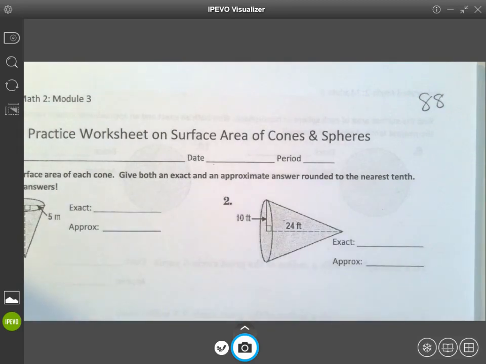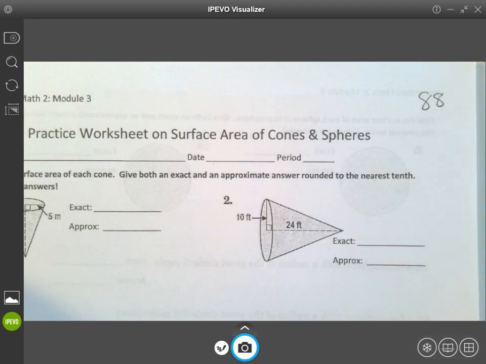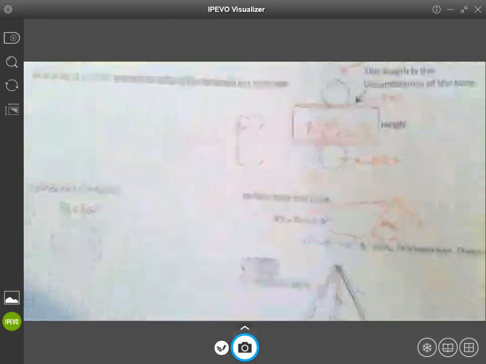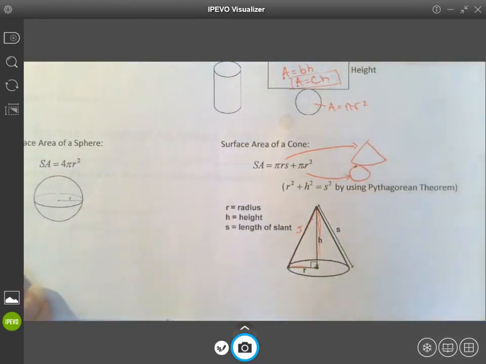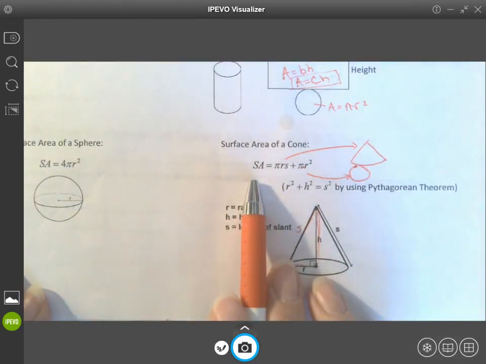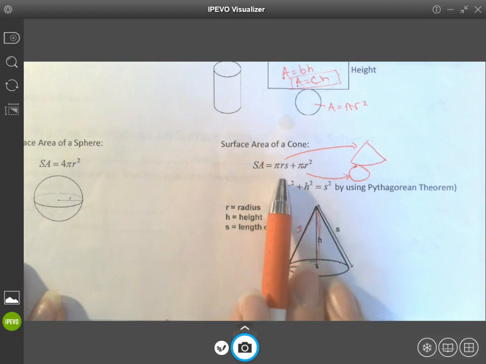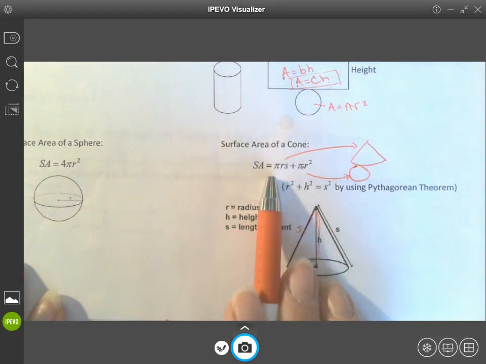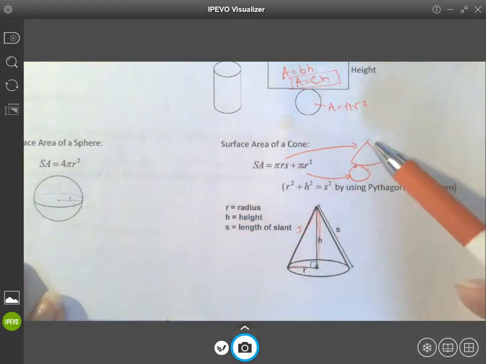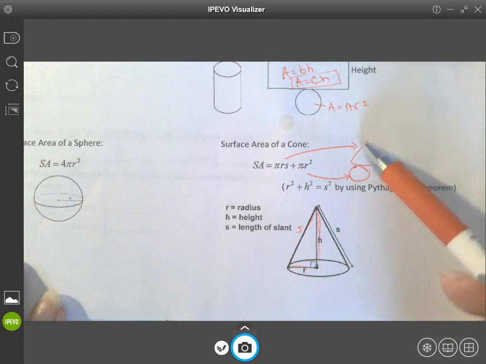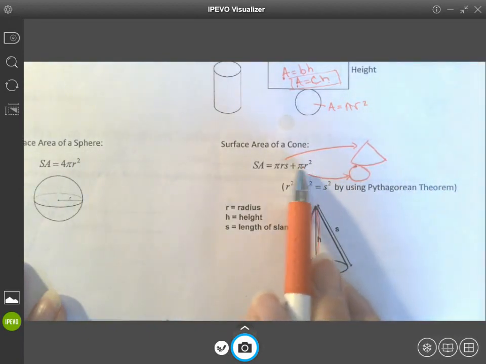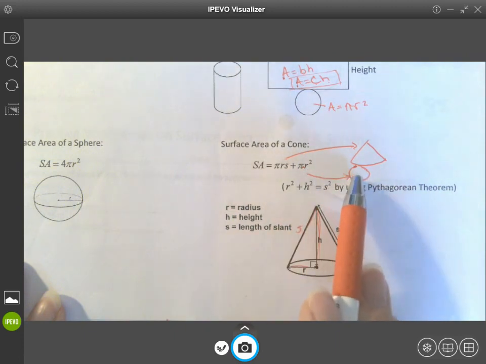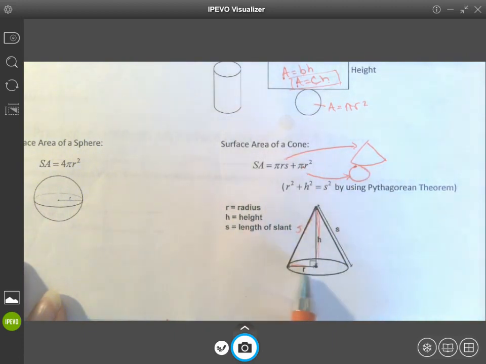All right, we're looking at worksheet 88, and we're doing surface area of cones and spheres. On the bottom of your formula sheet are your two formulas. Now, in this first formula for the surface area of a cone, that's what we're focusing on. You have pi rs. The pi rs is really the area of this, I don't know, triangle with the curve to it. And then pi r squared is the area of a basic circle, which is like the closing flap or the base of the cone sitting on it right here.